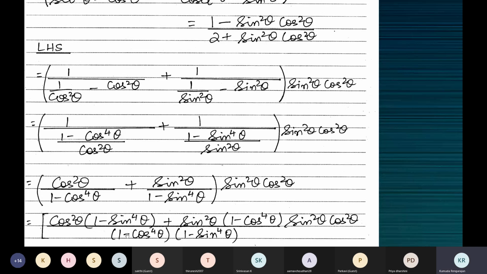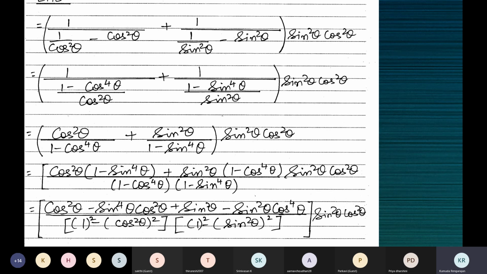And as Shakti rightly said, you'll have to write the denominator, because there's a minus, as a difference of 2 squares. Of that, 1 will be 1 minus cos square theta, so you can write 1 minus cos square theta as sin square theta. And 1 minus sin square theta you can write as cos square theta. Watch this carefully. In the numerator, we have multiplied. And in the denominator, we've expressed these two as a difference of 2 squares, a square minus b square. Watch that.